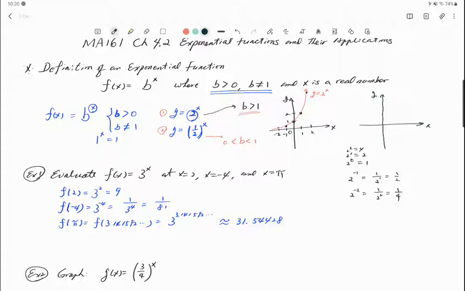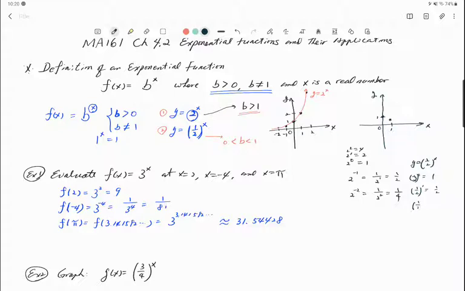So, okay, for y equals 1 over 2 to the x power. If x equals 0, then 1 over 2 to the 0 is 1, right? So x equals 0, then y equals 1. If x equals 1, then y is 1 half. So as you go to the right 1 unit, the y value is decreased by half, right?